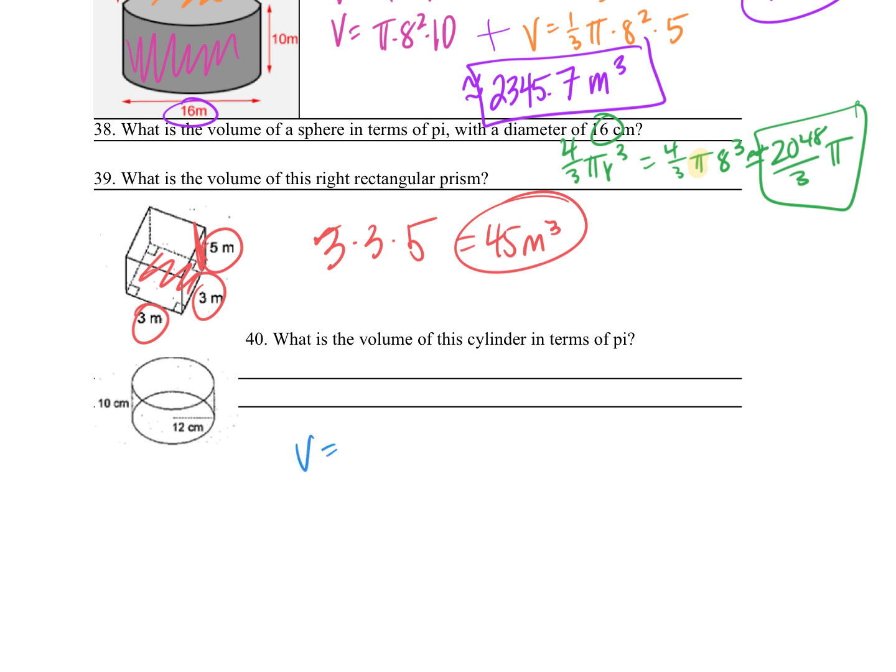And the volume of my cylinder in terms of pi is volume is pi r squared h. So volume is pi, r is 12 squared times 10. And it's in terms of pi, so same thing. I'm not going to put the pi button in. So 12 squared times 10 gives me 1440 pi. And that is everything on your review.